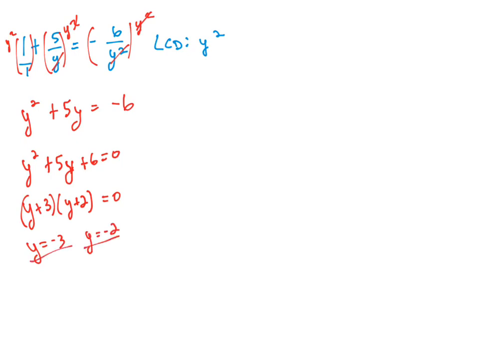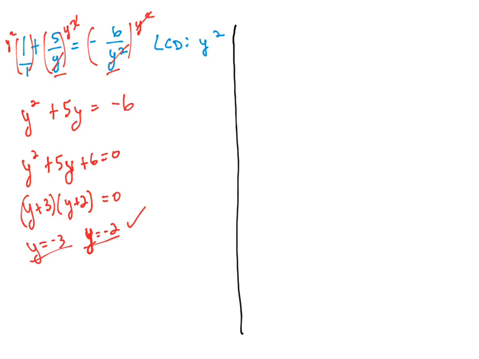And then we need to check to see if we end up with any erroneous solutions, if we end up with any solutions that have a 0 in the denominator. Well, I just have y and y squared. If I plug in negative 3 or negative 2 in there, I'm not going to end up with a 0, so this does in fact check. Alright, and then let's look at the next one.